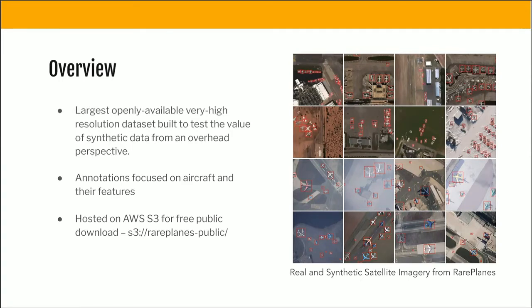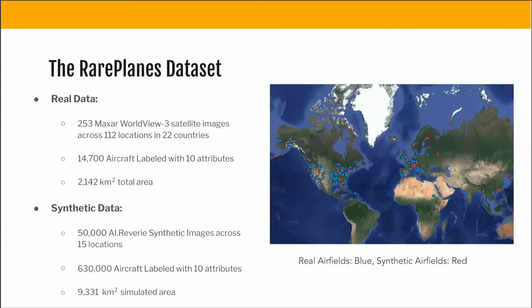And one of the coolest things about RarePlanes is that it's hosted on AWS S3 for free public download. So AWS courteously invited us to join their open data program. That means you can go download this data set today and play with a really cool mashup of real and synthetic satellite imagery.